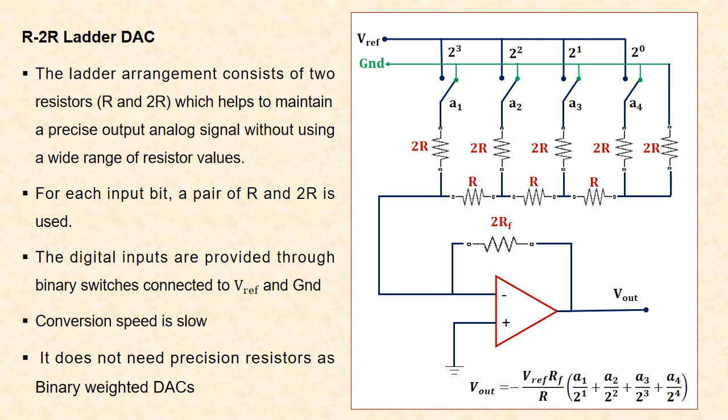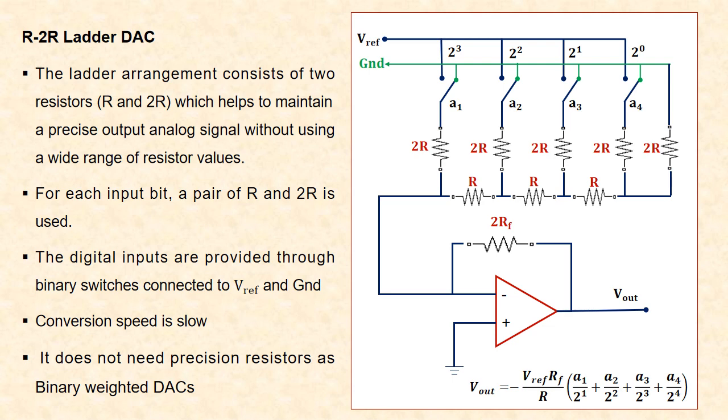The digital inputs to the DAC are provided through binary switches connected to V-reference and ground. Here, the operational amplifier can be used in inverting or non-inverting form depending on the polarity of output voltage that we want to get from the DAC. The digital inputs are connected to V reference for input 1 and ground for input 0.